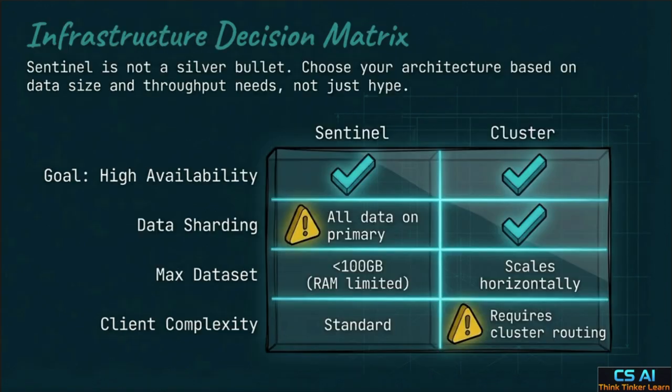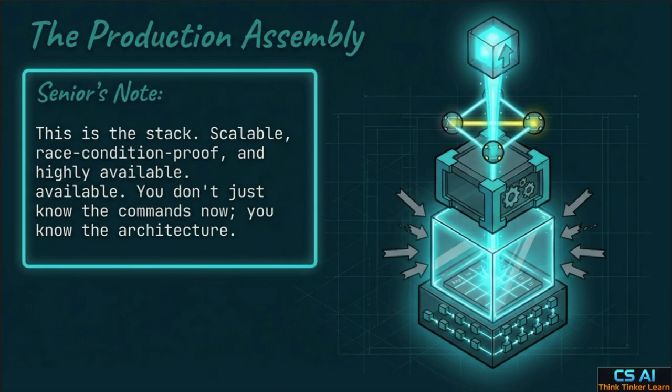Sentinel is not a silver bullet. Compare it against Redis Cluster. Sentinel is great for smaller datasets under 100 GB where you want high availability on a single primary. If you need to scale horizontally across multiple shards, Cluster is the way to go, even though it adds more client-side complexity.